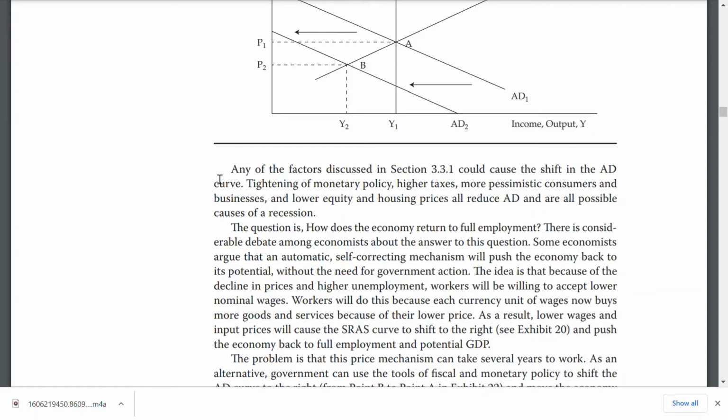There is considerable debate among economists about the answer to this question. Some economists argue that an automatic self-correcting mechanism will push the economy back to its potential without the need for government action. This idea is because of the decline of prices and higher unemployment. Workers will be willing to accept lower nominal wages. Workers will do this because each currency unit of wages now buys more goods and services because of the lower prices. As a result, lower wages and input prices will cause the SRAS curve to shift to the right, see Exhibit 20, and push the economy back to full employment.